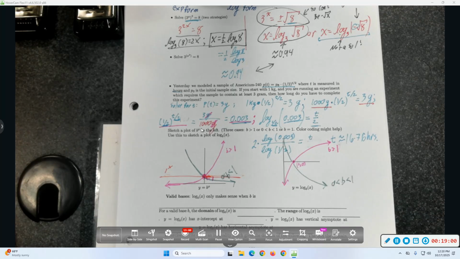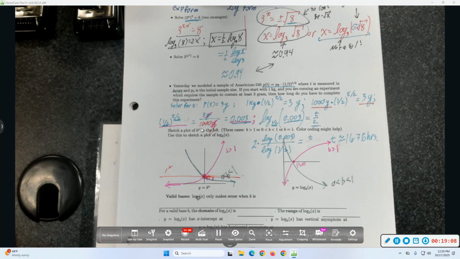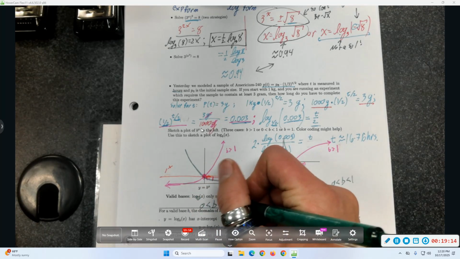So let's summarize some things. For what bases are you allowed to talk about logarithms? What values are allowed in that base? Positive. And one more rule. Can't be 1. Can't be 1.